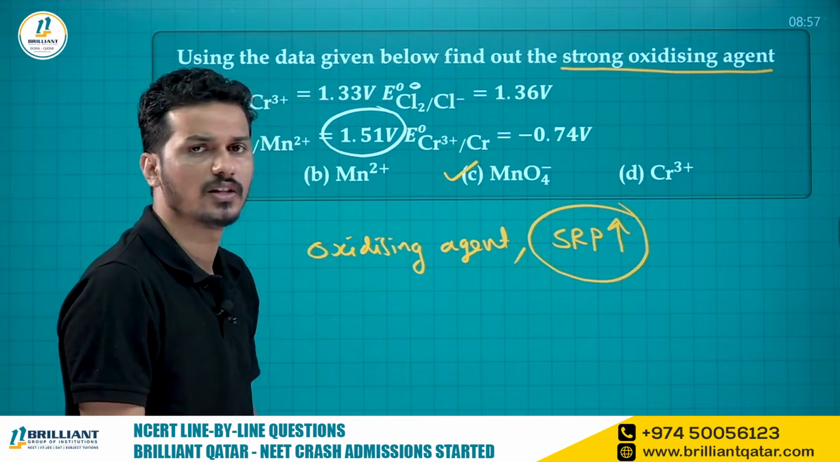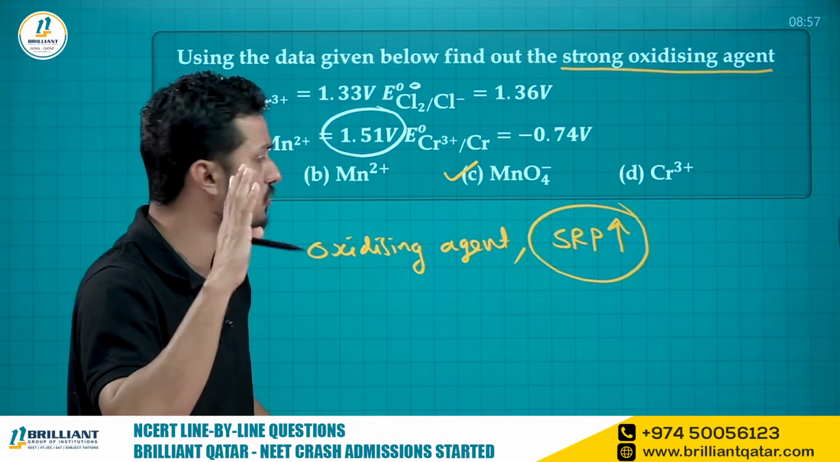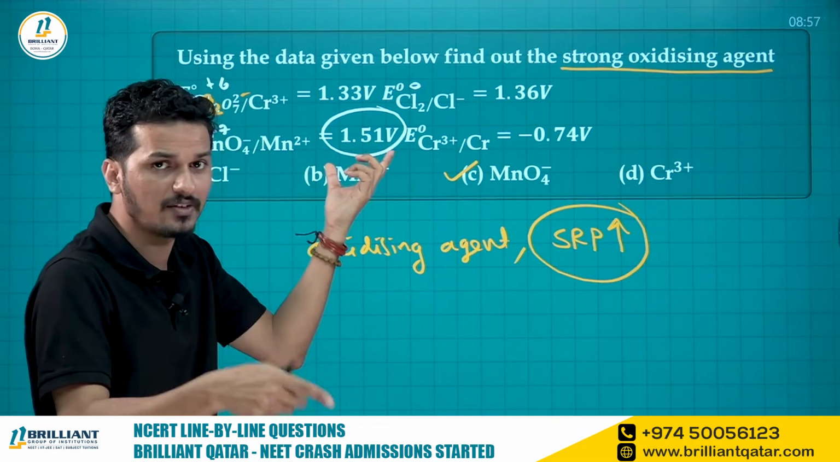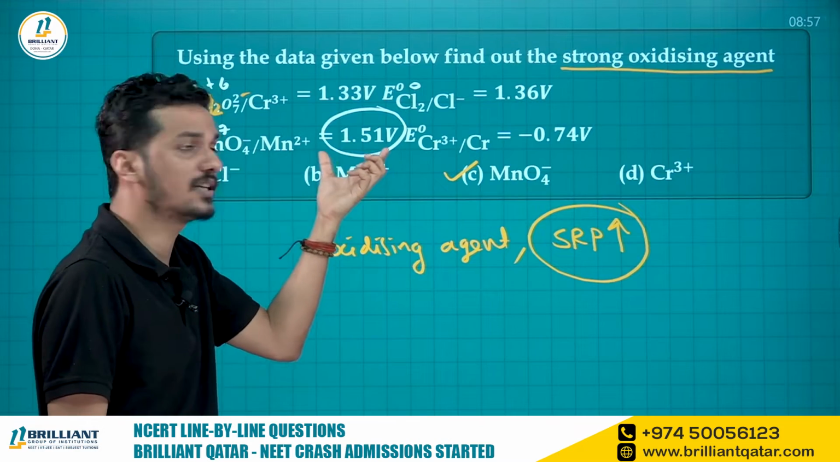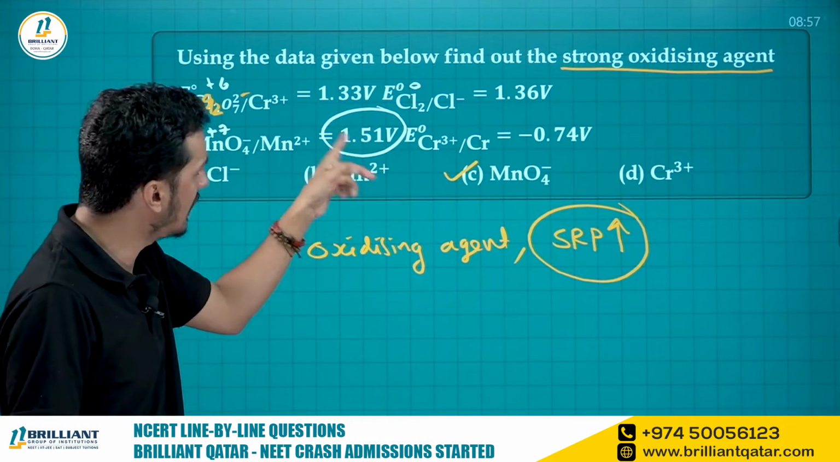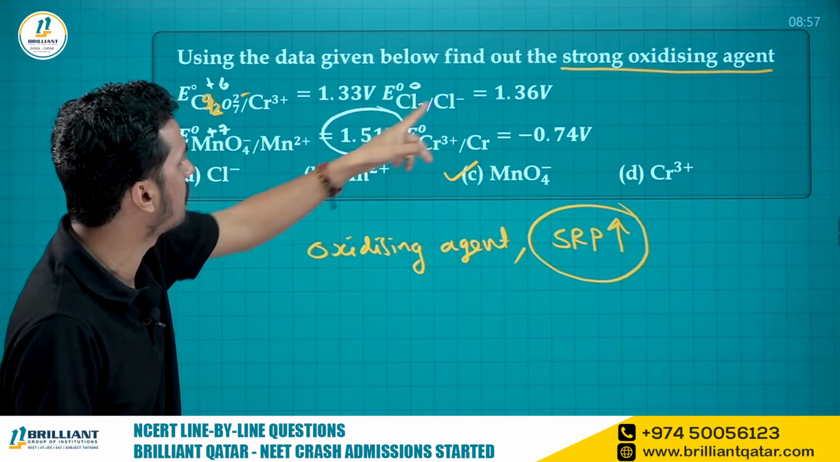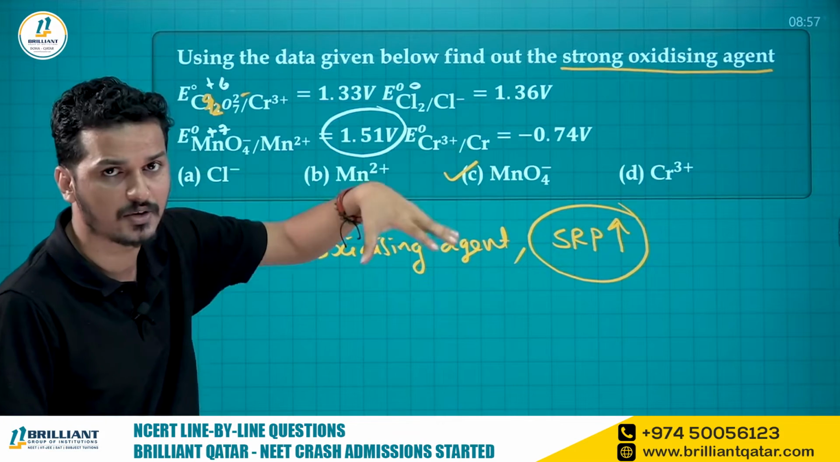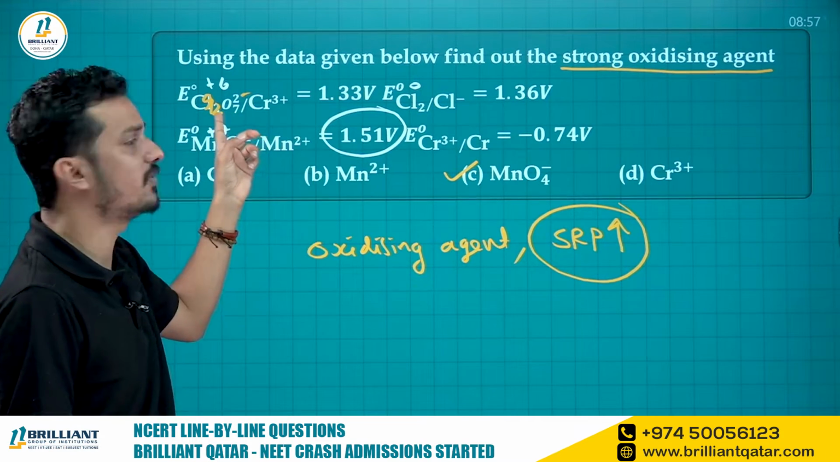Ready? Then we can go to the next question. Before that, I have to ask you one more question: after that, which is the best? First one is MnO4-. Then less than that, 1.36, chlorine will come. You have to remember that idea. Then after that, which one will come?